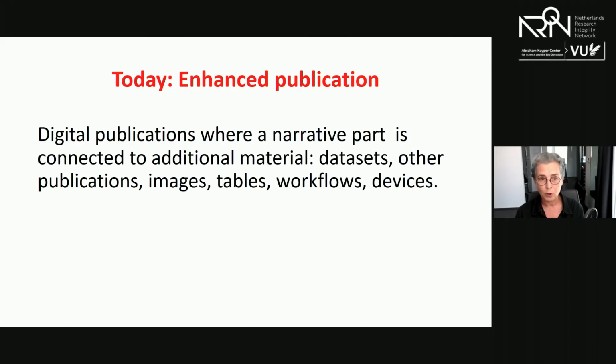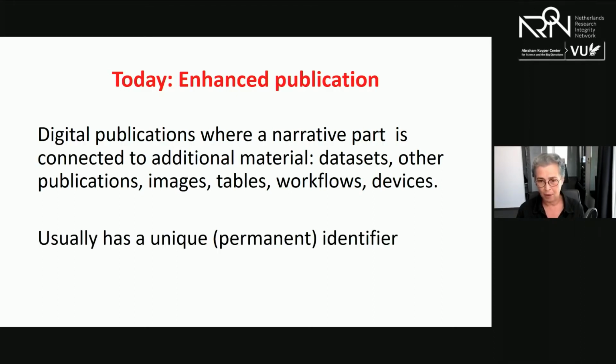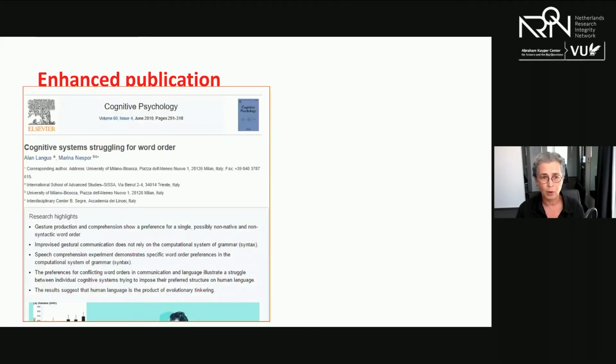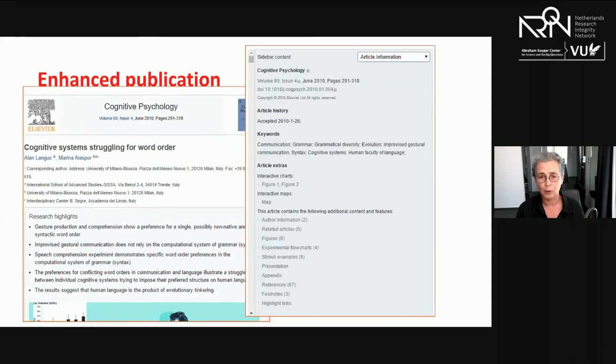But today we have what is called an enhanced publication, because the narrative part of the traditional publication is now connected to additional material: all kinds of data sets, other publications, images, tables, workflows, devices. So they have a permanent identifier on the web, like a DOI, and they look different. This is just one example of a recent one, where you can see that you can have interactive charts, interactive maps, videos in some other ones, and all kinds of different additional content and features that are available.